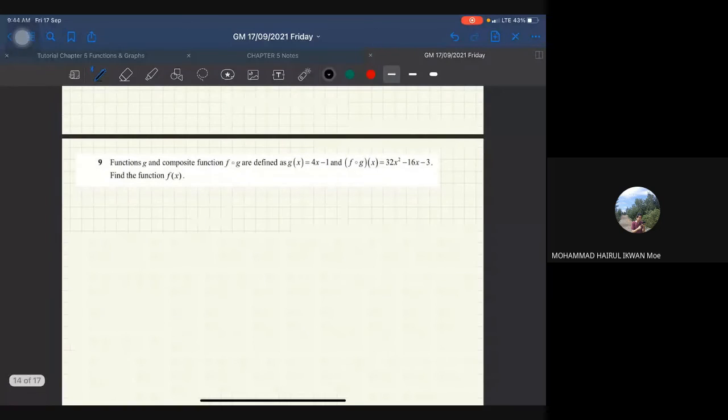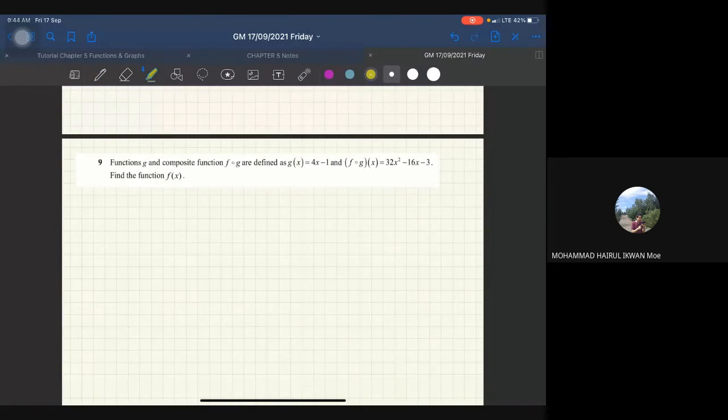Okay, so nombor 9. If we take a look at this one. So kita ada satu function. We are given a function gx equals to 4x minus 1. Okay. And then soalan bagi awak a composite function of f of gx. So awak ada dua information. And then soalan minta awak cari the function of fx.